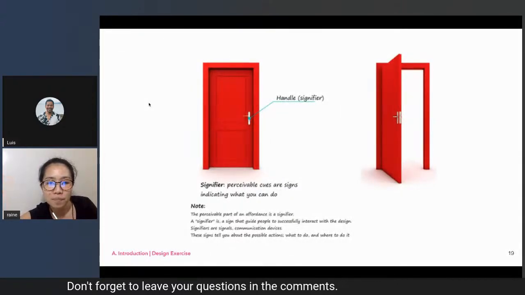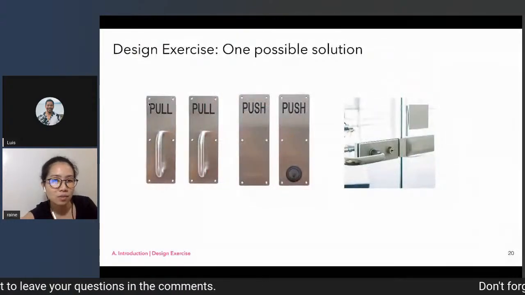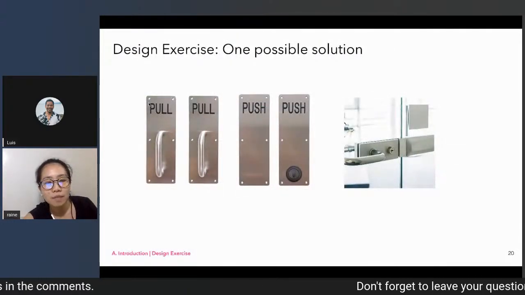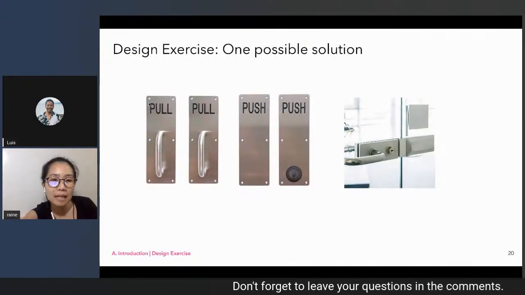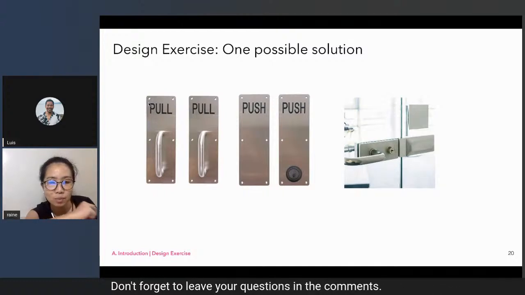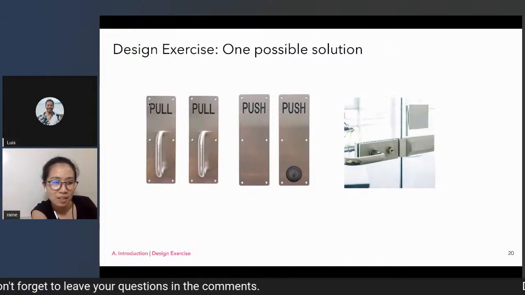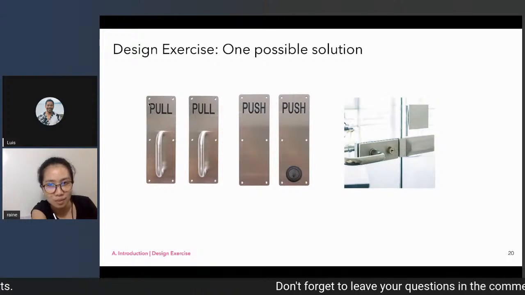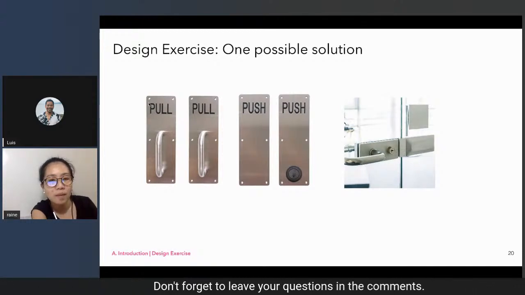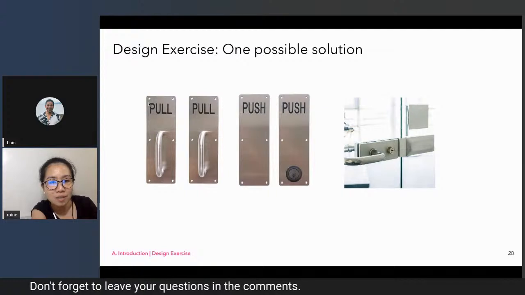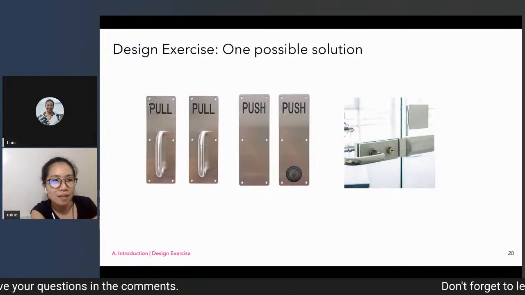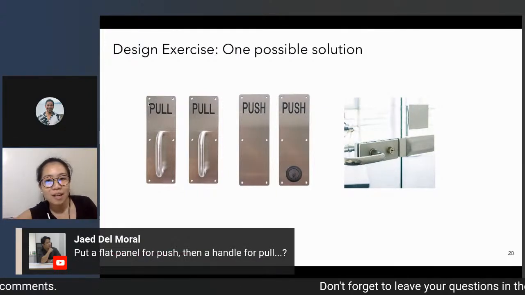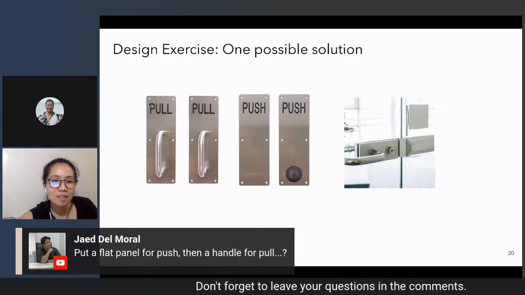All right. So this is the answer to the exercise. Just put a handle if it is a pull, and don't put a handle if it's a push. This is called the Norman door. You can search this on the internet as well or on YouTube. I think Don Norman discussed this. He has a video about this separately, so you can check it out.